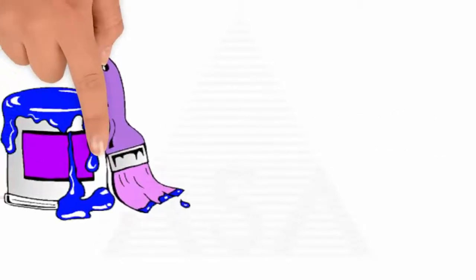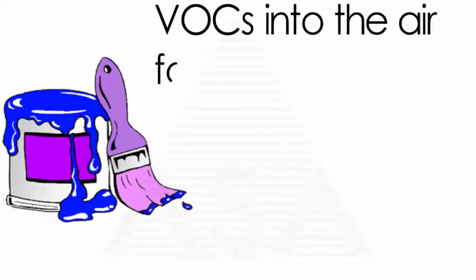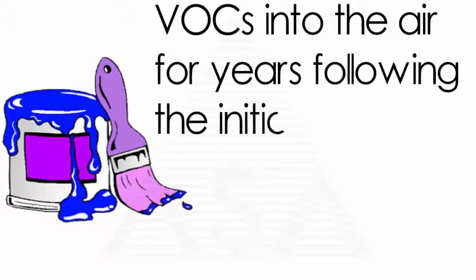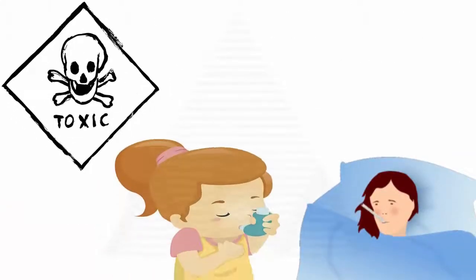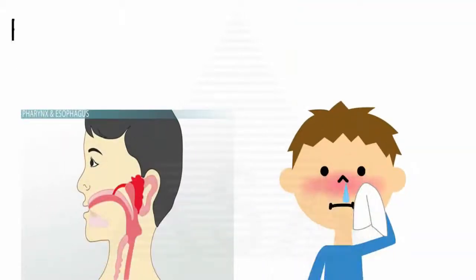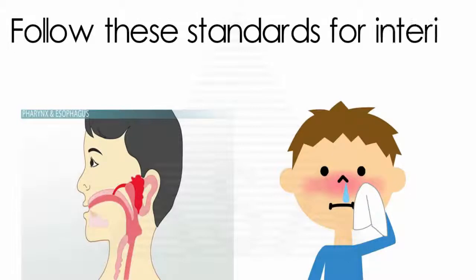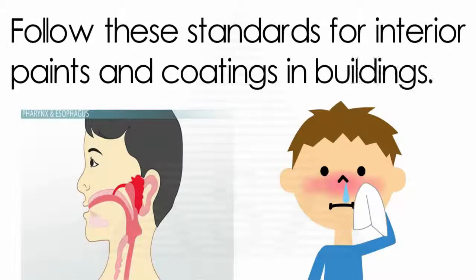Paint and coatings can release VOCs into the air for years following the initial painting. Harmful VOCs typically are not acutely toxic but have compounding long-term health effects such as childhood asthma, leukemia, pharynx and nose irritation. Follow these standards for interior paints and coatings in buildings.